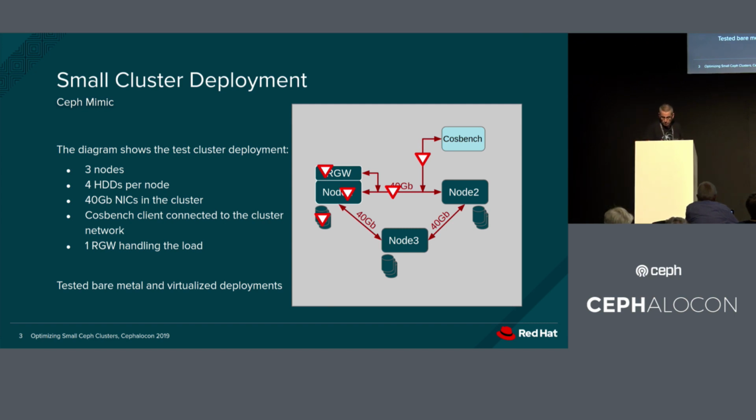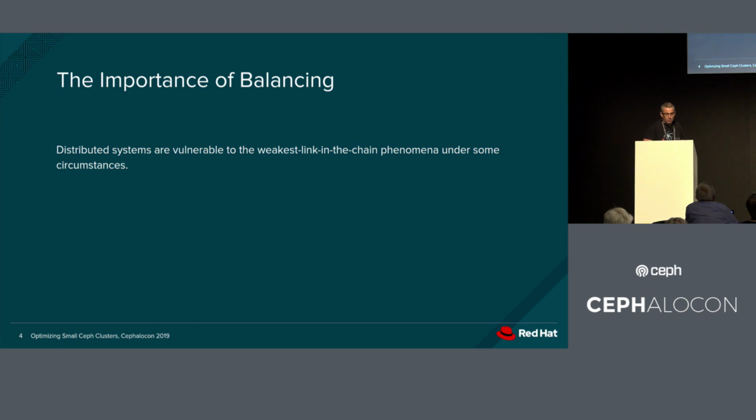So what is the importance of data balancing? Distributed systems are vulnerable to the weakest link in the chain phenomenon under some circumstances. I'm going to give an example about storage, but it's a queue theory mathematical issue. It's correct for all types of other resources. And I'm not sure it has exact, tight mathematical boundaries, but under these circumstances, we are going to have it.